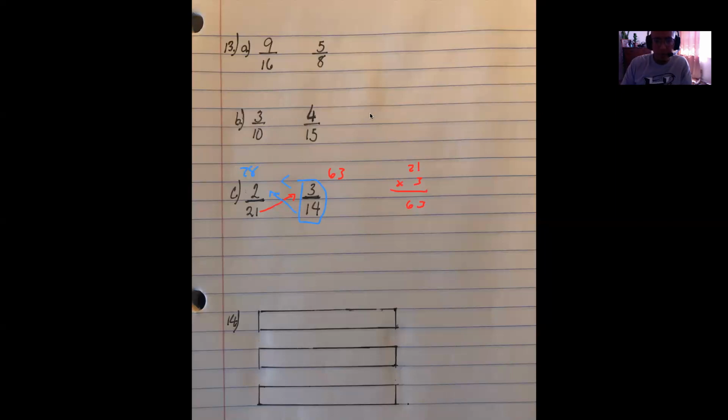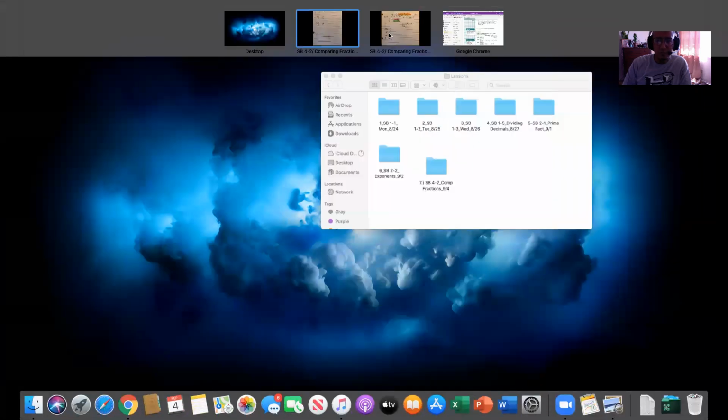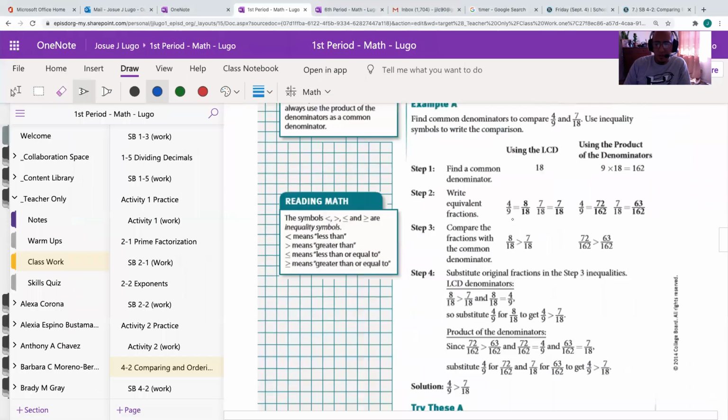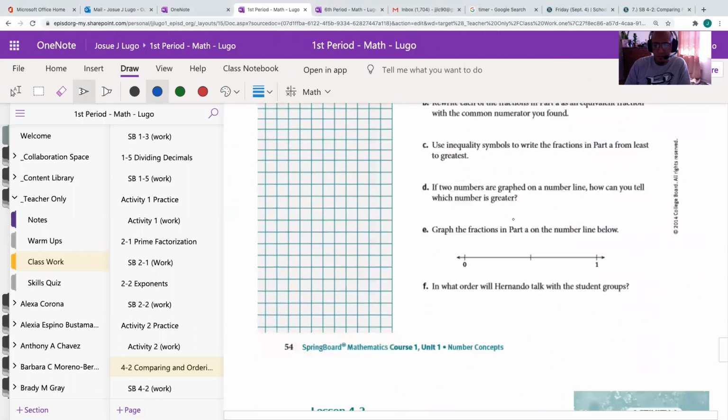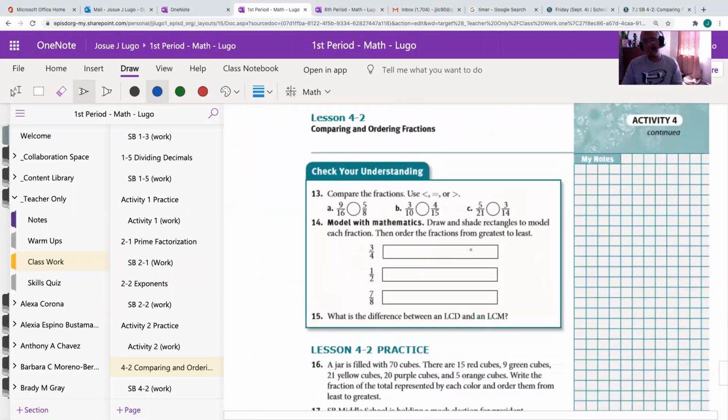Pretty simple. Okay, let's move on to number 14. Number 14 is interesting because they're asking us to draw these boxes or draw these rectangles and to shade a certain amount of that rectangle. So the first one, they want us to shade 3/4. The second one, they want us to shade 1/2. And the third one, they want to shade 7/18.